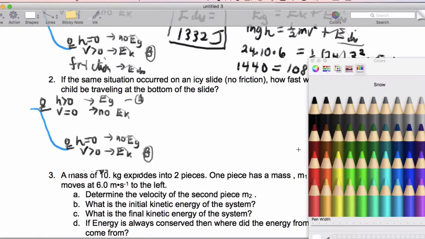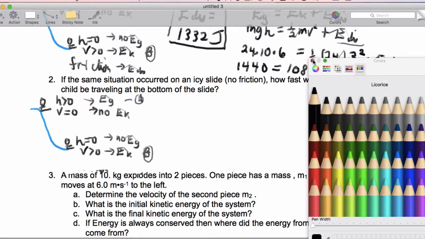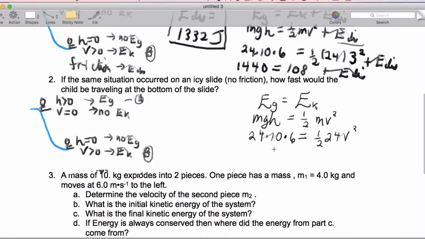So continuing with this idea, we're going to set up our equations as follows. Eg gets entirely converted into Ek. So we'll set that up as mgh equals 1/2 mv squared. So 24 times 10 times 6 equals 1/2 times 24 times v squared. So this will be 1440 equals 12 times v squared.